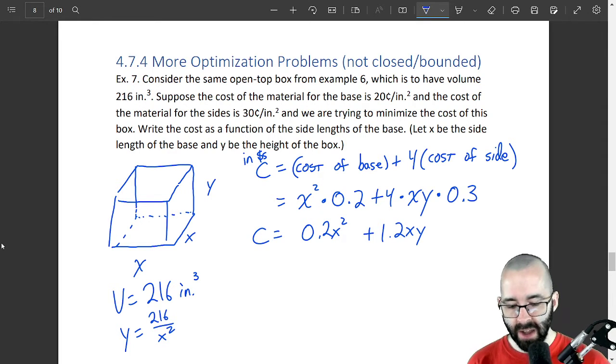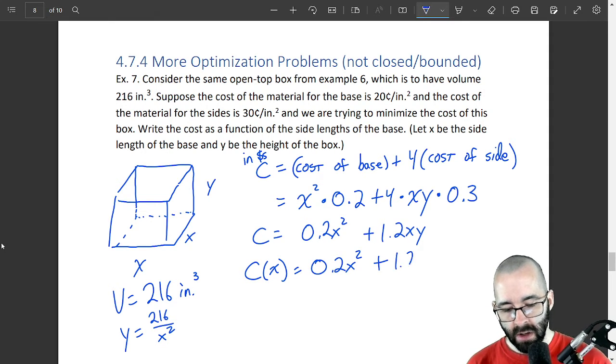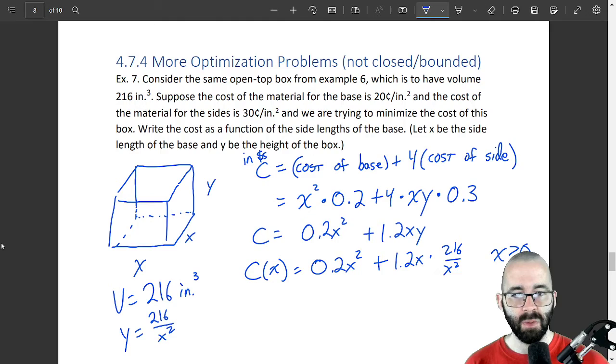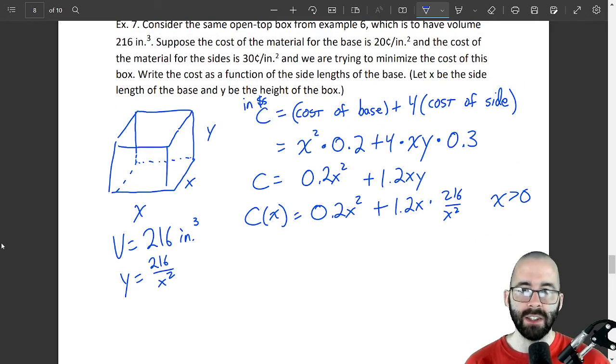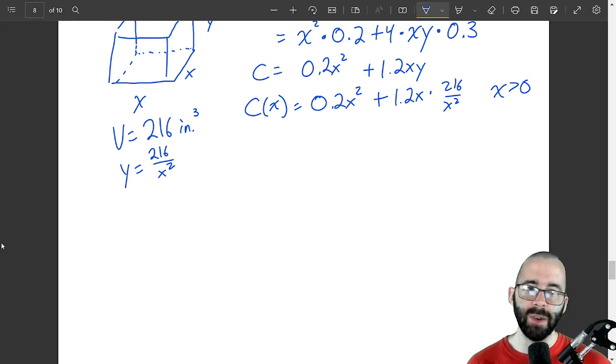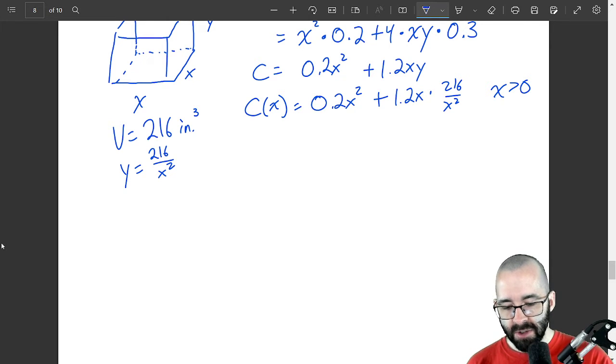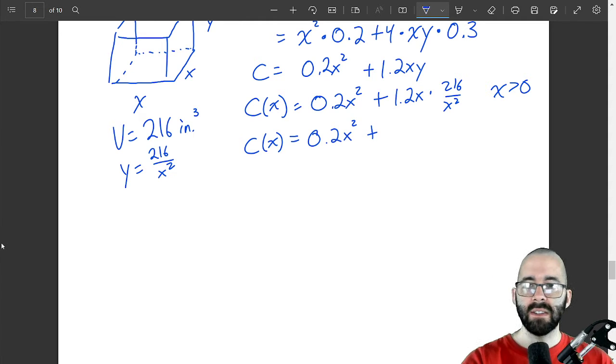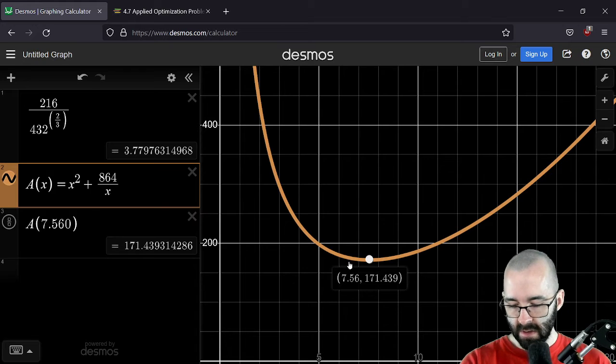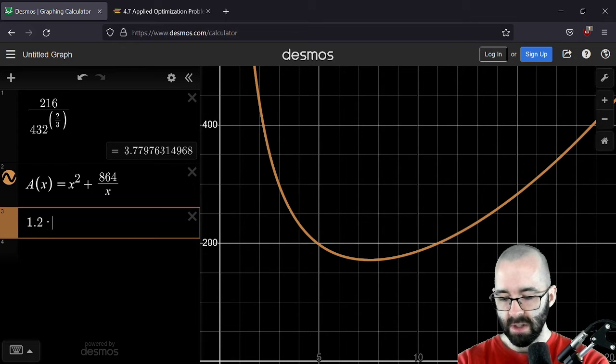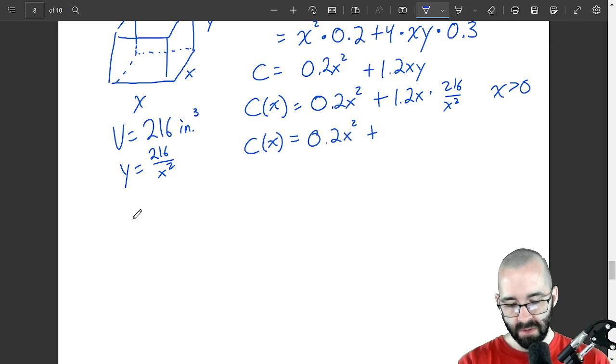Just like before, we'll substitute that y in to get a cost function as a single variable. Y is 216 over x squared. We have the same domain as before, x just being positive. We don't have any constraints on our money, apparently. We just want to do it as cheap as possible. So I'll finish through this problem real quickly. Should have recommended that you just do this on your own and see if we get the same thing. Let's simplify the cost function. 1.2 times 216. I'm not doing that in my head. 1.2 times 216 is 259.2.